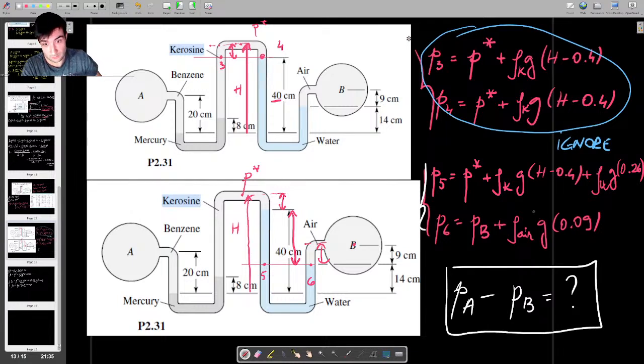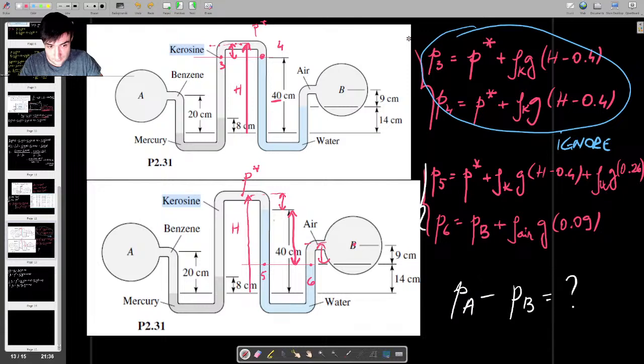And I'm just going to double check P5 and P6 again. So P5 is P star plus kerosene. Yes, and then I have H, so this amount of kerosene is H minus 0.4. Okay, that's good. And then I have the water, which is this much. So the water is 40 minus 14, which I'm pretty sure is 26.